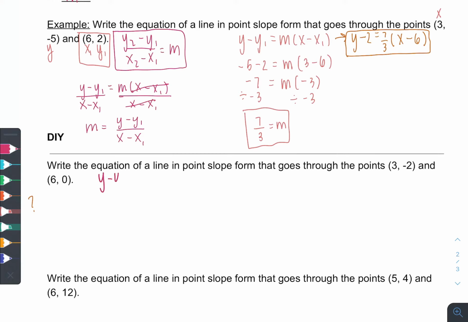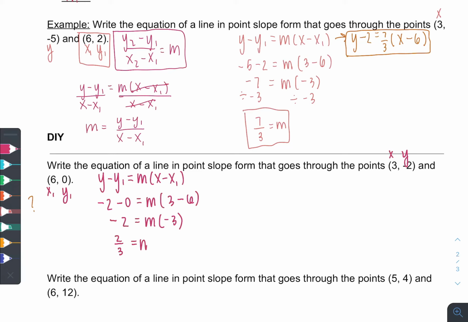Okay, so I'm going to use y minus y1 equals m times x minus x1. So I'm going to make this x and y, and I'm going to make this one x1 and y1. So I have y minus, y is -2. Minus 0 equals m times x minus x1. So I get -2 equals m times -3. So 2/3 is equal to m.